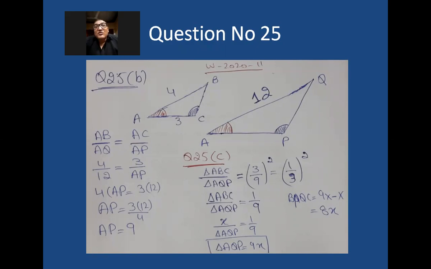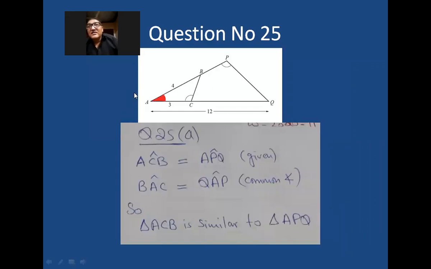You know the area of this smaller triangle. How will you get this quadrilateral? From this full triangle, if you subtract this smaller triangle, you will be left with this quadrilateral BCQP. So very simple. I know that the area of the full triangle is 9x, and the area of this small triangle is only x. So the area of this will be 9x minus x, and that will be 8x.